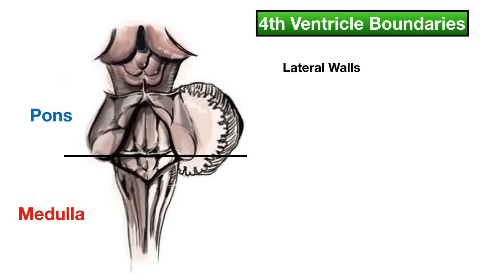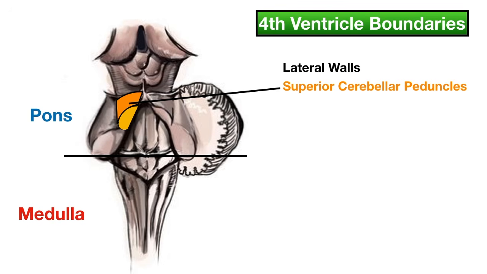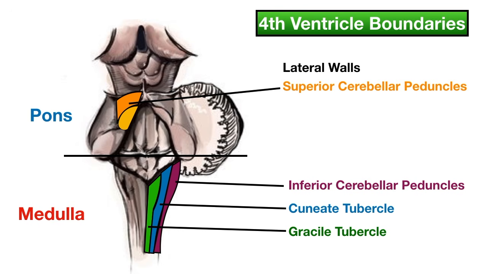The superior part is formed by the superior cerebellar peduncles, whereas the inferior part is formed by the inferior cerebellar peduncles along with the cuneate and gracile tubercles. And then remember, coming off of the lateral walls are the two lateral recesses that open up into the subarachnoid space as the lateral apertures, also known as the foramen of Luschka.